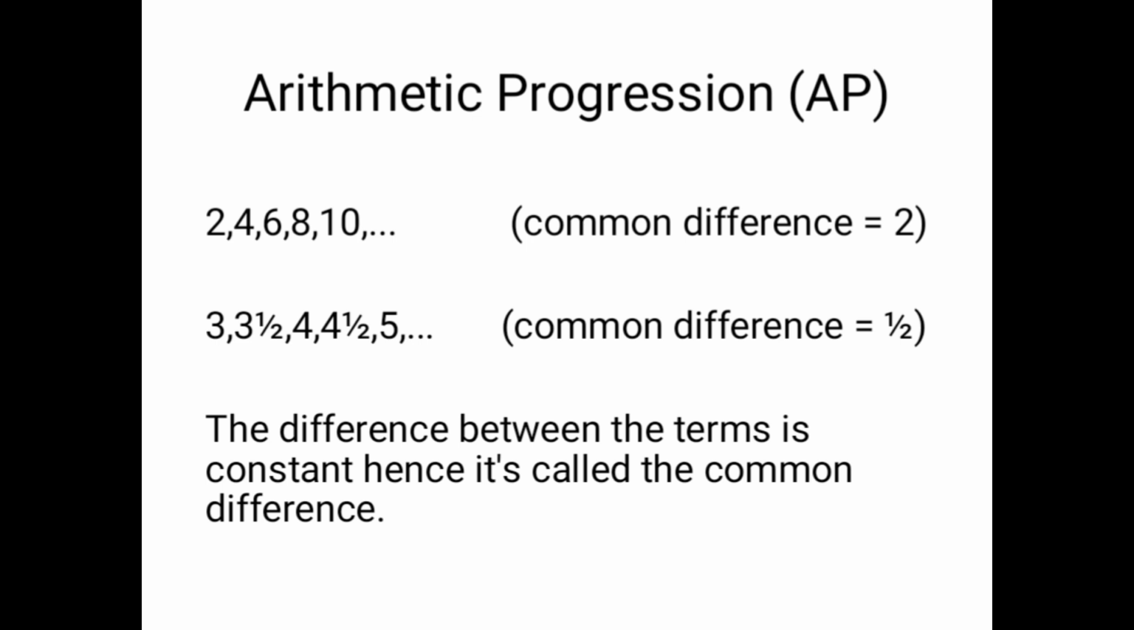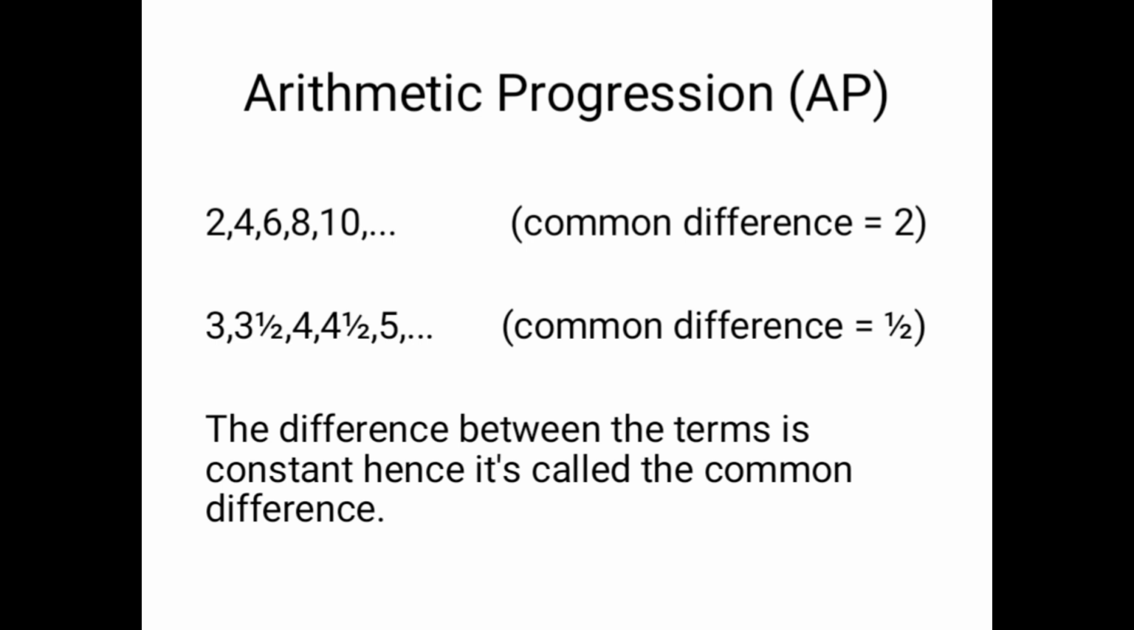Now if you look at the second one, you see 3, 3 and a half, 4, 4 and a half, 5, and so on. So the common difference there is half because they're progressing by addition of half. 3 plus half, 3 and a half. 3 and a half plus half, 4, and so on. So the difference between the terms is constant, hence we can call it the common difference.